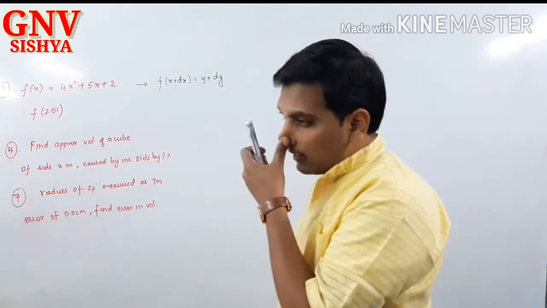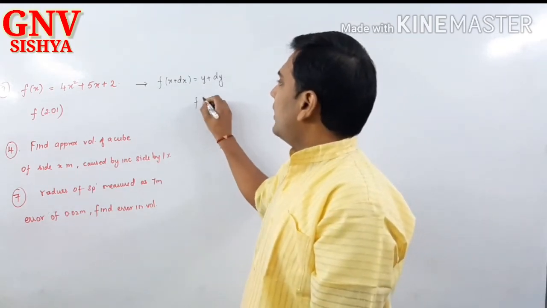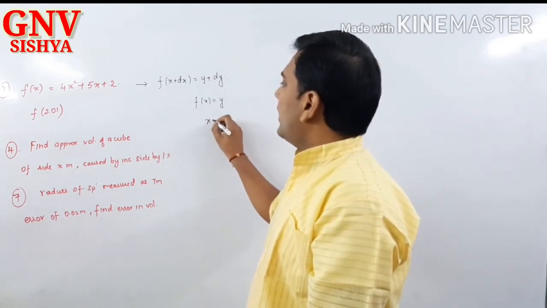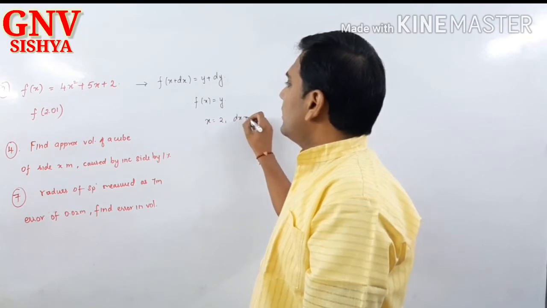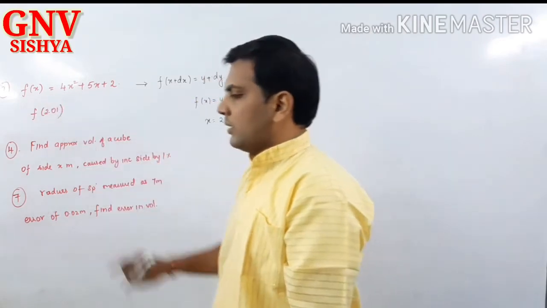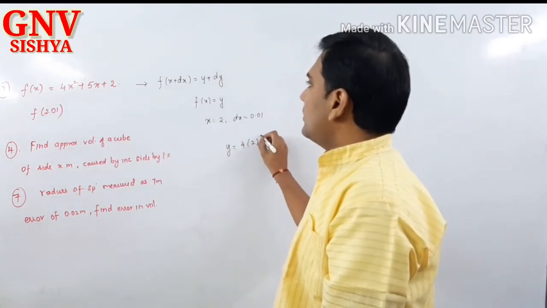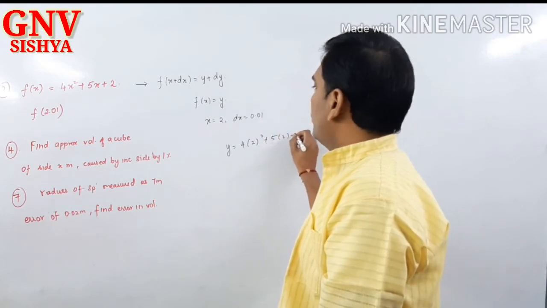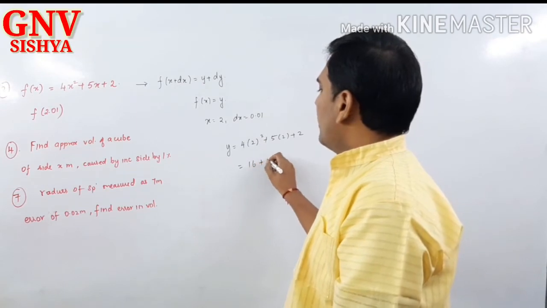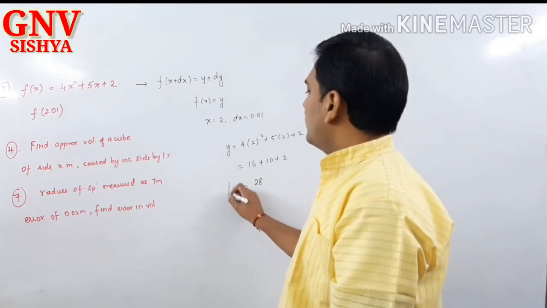f of x plus dx will be equal to what? y plus dy. So let me consider f of x is equal to y. Now x is equal to 2, dx is equal to 0.01. Let me take this f of x, so this is y. So y is equal to 4 into 2 square plus 5 into 2 plus 2. 2 square is 4, 4 into 4 is 16, plus 10 plus 2. 26 plus 2 becomes 28. So the y value is 28.